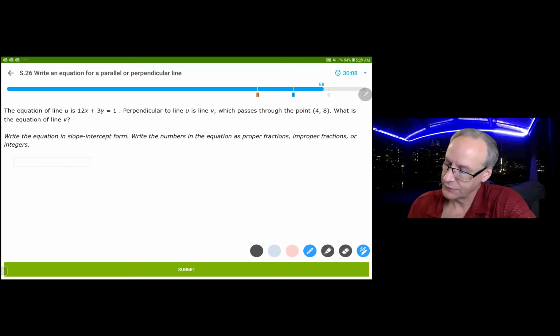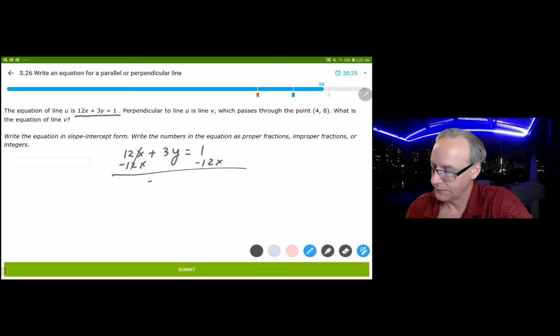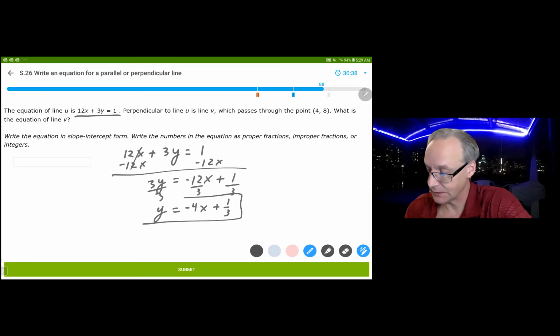All right, in this one you do have to solve for the y, and I'll go ahead and do it for you. 12x plus 3y equals 1. Now I can see right away that -4 is my slope because I'm going to subtract 12x, and we get 3y equals -12x plus 1, and then we're going to divide everything by 3. Good habit to get into. -4x plus 1/3.